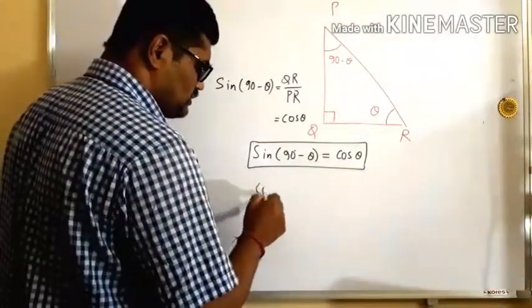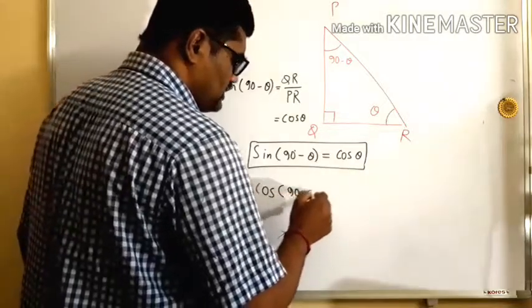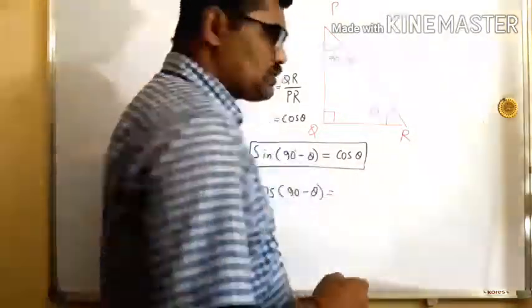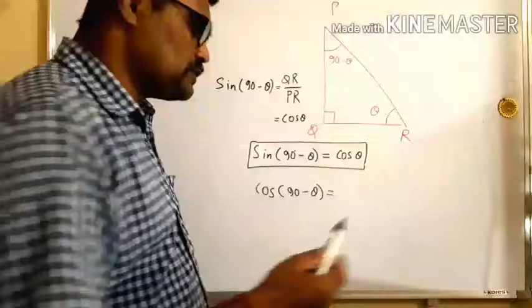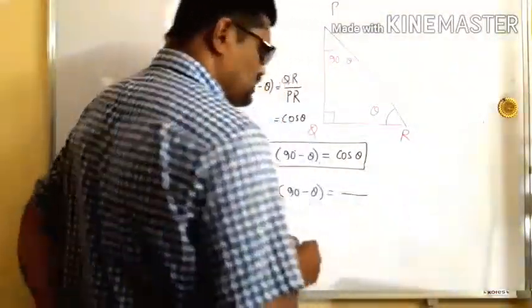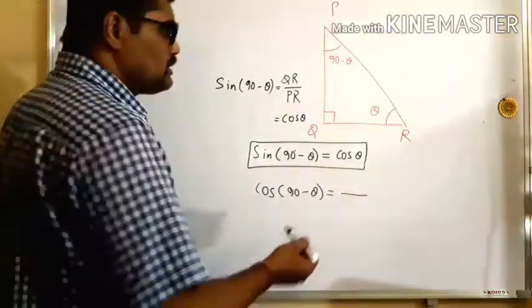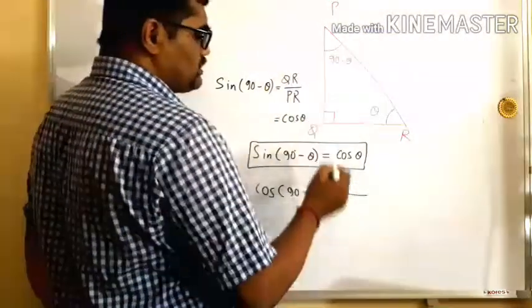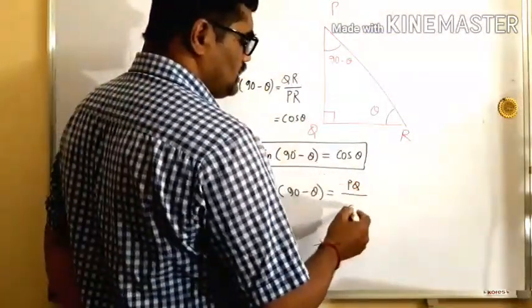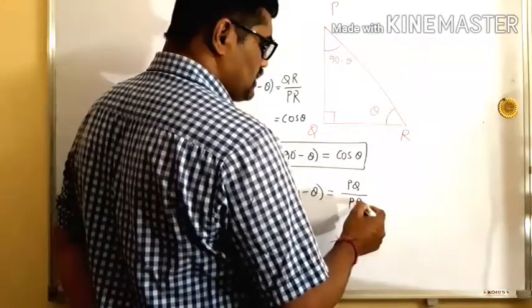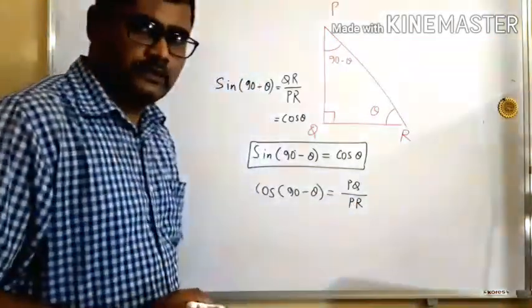Supposing that somebody asks you cos of 90 minus theta. So same way you proceed. Cos theta is a ratio of base to hypotenuse, right? So for this angle, base will be this PQ, and then hypotenuse always as usual will remain fixed, right?